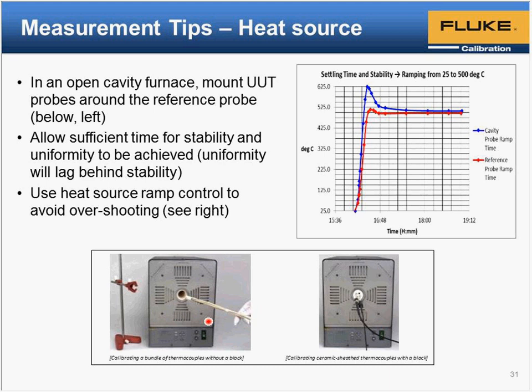The furnace uniformity is describing the potential difference of temperature that the UUT versus the reference may be seeing. So it's incorporating this for both. The furnace uniformity itself describes the difference in temperature between the reference and UUT. Good question though. Good detail.